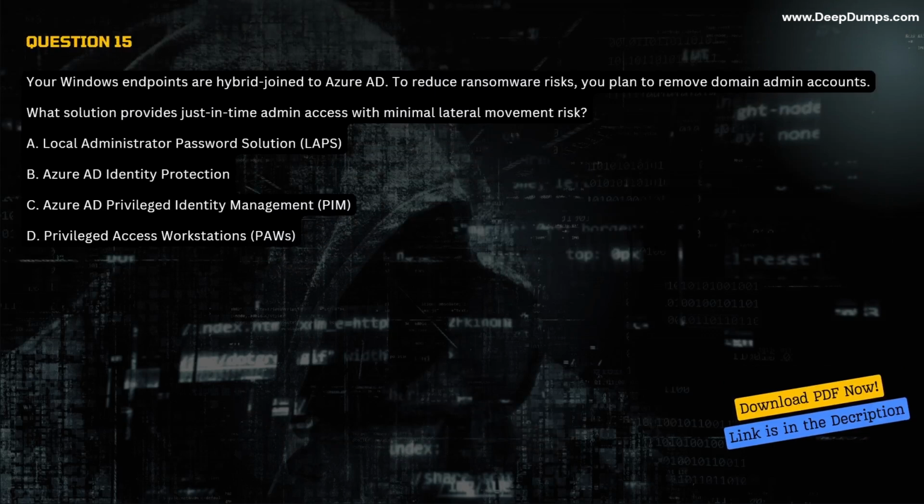Question 15. Your Windows endpoints are hybrid joined to Azure AD. To reduce ransomware risks, you plan to remove domain admin accounts. What solution provides just-in-time admin access with minimal lateral movement risk? A. Local Administrator Password Solution, LAPS. B. Azure AD Identity Protection. C. Azure AD Privileged Identity Management, PIM. D. Privileged Access Workstations, PAWs.